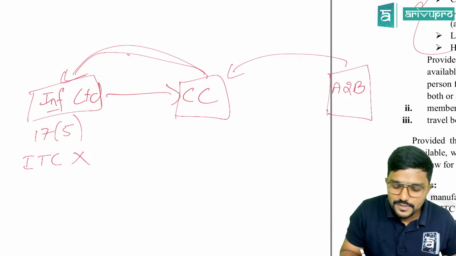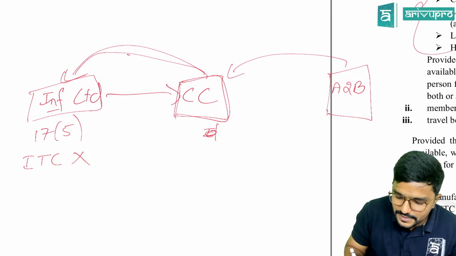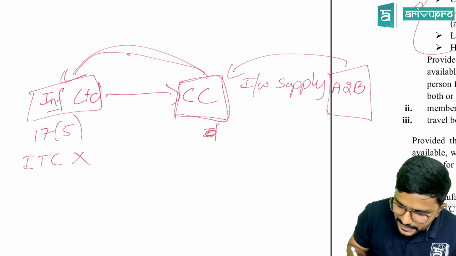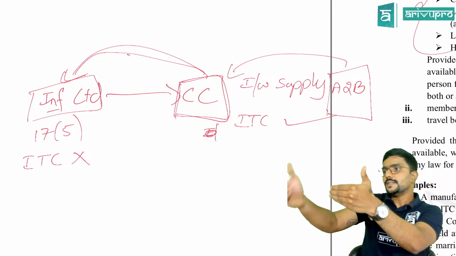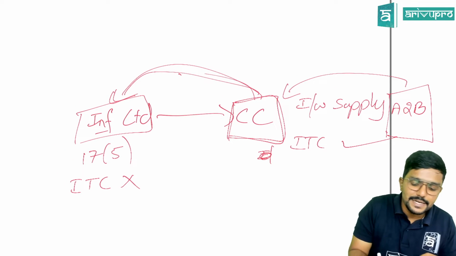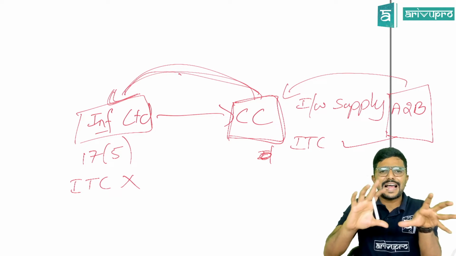In that case, for the catering company, it is an inward supply. Yes, sir. Can they claim the ITC? Yes, they can claim the ITC. Why? They are taking inward supply to provide same category of outward supply, or as a part of it.